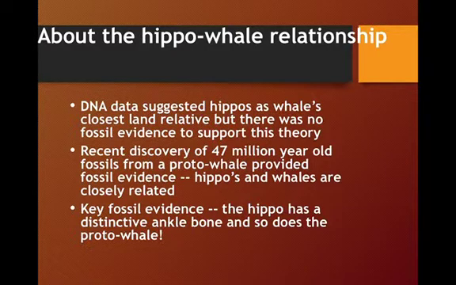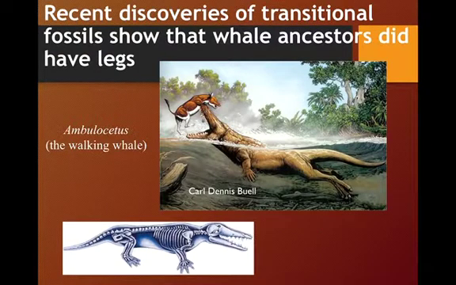However, we've recently discovered a 47 million year old fossil that seems to potentially fit this link in between them. One of the big things here is the hippo has a distinctive ankle bone, and so does this proto-whale. We call this the walking whale, and it was an organism that did have legs, but did spend the majority of its time in the water, based on what we can surmise, which is sort of cool.